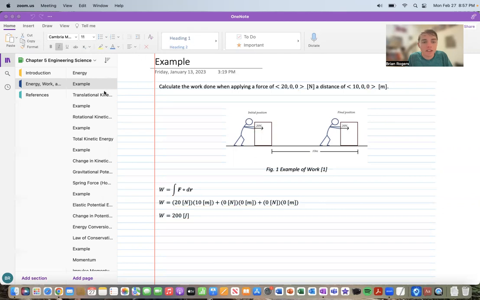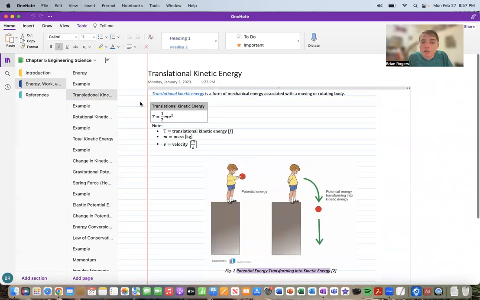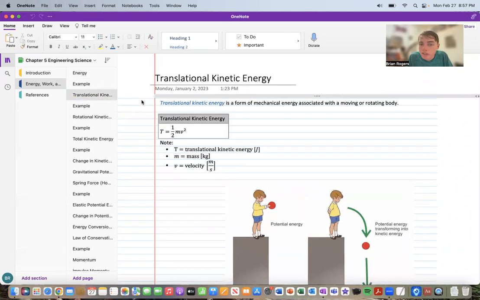Now that we saw that example, we're going to talk now about the types of energy. So the first one we're going to bring up is translational kinetic energy. Translational kinetic energy is a form of mechanical energy associated with a moving or rotating body. So you can think of something that's moving or it's rotating around. And so it's the movement. So when you think of kinetic energy, think of moving.